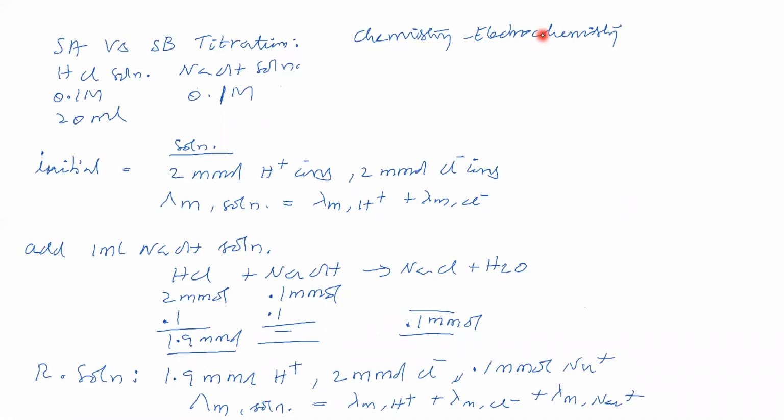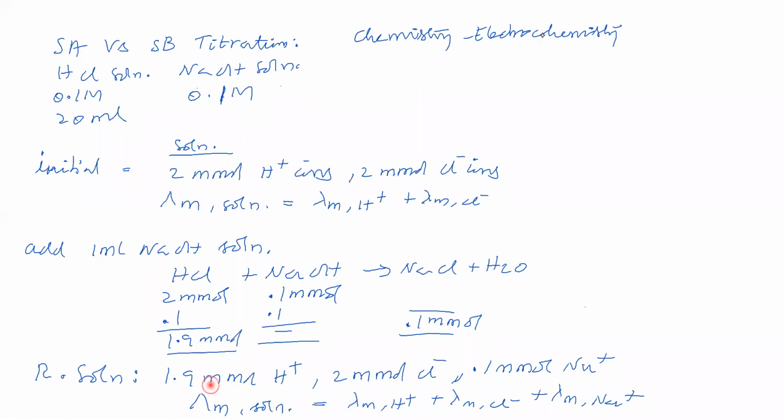Cl minus number of millimoles, no change. Here H plus is present, here also H plus is present. Here 2 millimoles, here 1.9 millimoles. The difference is 0.1 millimole. That much Na plus is there. That means H plus ions are reduced. The decreased H plus ions converted into water molecules.